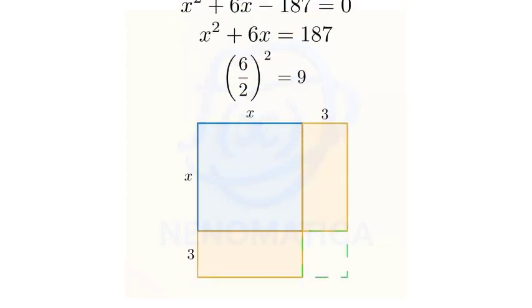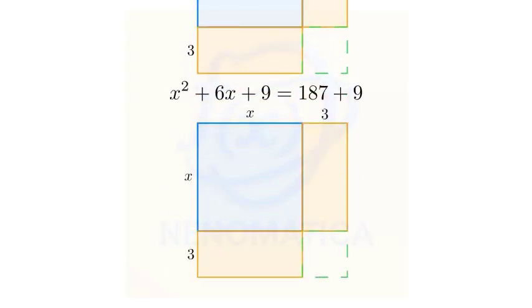Here is a diagram. The large blue square is x squared. The two orange rectangles together represent 6x, and the missing green corner is 9, which completes a big square of side x plus 3. Step 2. Add 9 to both sides. X squared plus 6x plus 9 equals 187 plus 9. On the diagram, that is exactly the small green square being added.